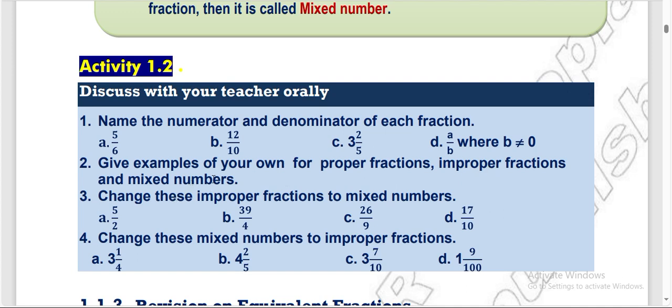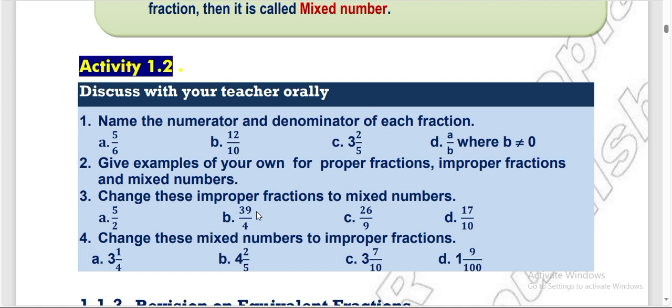As for mixed fractions, 10 and 2 over 3, 5 and 1 over 3, 5 and 1 over 10, you can say any number. Change those improper fractions, which are improper because the numerator is greater than the denominator, to mixed numbers.